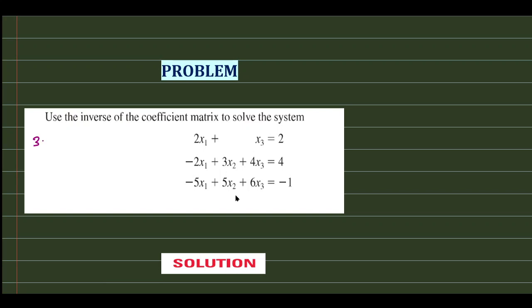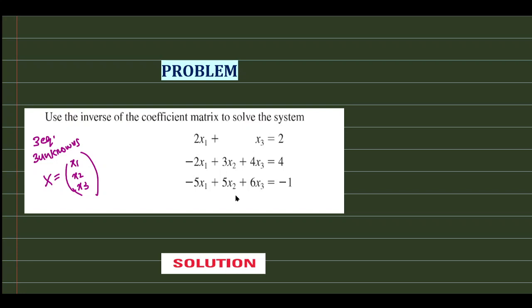We have three equations and three unknowns. What are the unknowns? Unknowns are x equal to x1, x2, x3. So our aim is to find x1, x2, x3. We also note that in the first equation, x2 is not there. x2 is absent here. Only x1 and x3 are there.